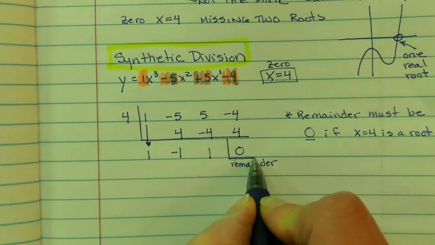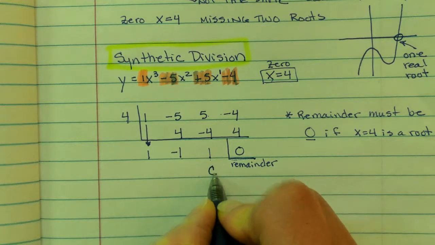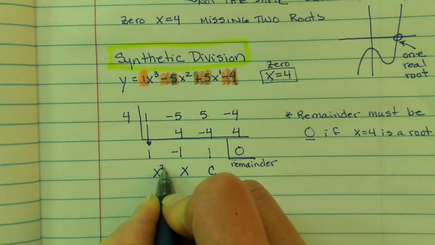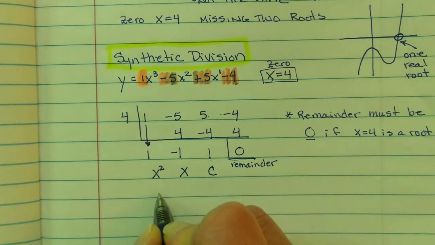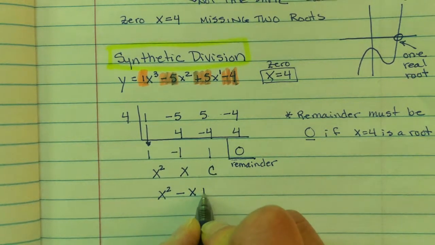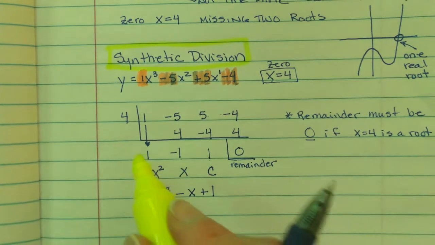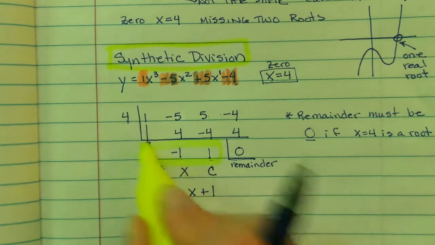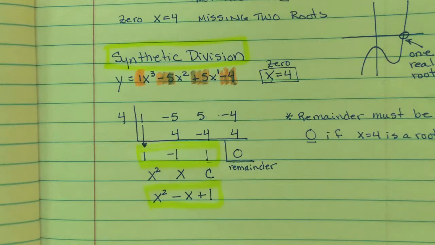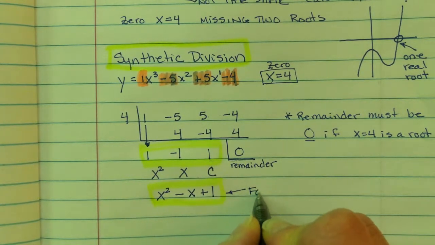This boxed in is my remainder. This number to the left of that is my constant. This is my x term, and this is my x squared term. So that means I have 1x squared minus x plus 1. Okay? So these numbers here have to be written like this. So what this means is that this here is a factor.